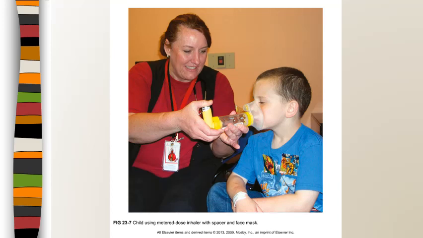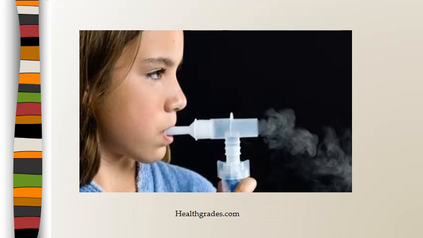So this is a picture of a child who is using his MDI, his metered dose inhaler, with the spacer. He is also utilizing a face mask. A face mask is important for children who are younger because they can then take their breath through both their nose and the mouth. When you don't have a mask and you just use the mouthpiece, then you have to make sure that the child is breathing in and out of their mouth in order to receive the medication into their lungs.